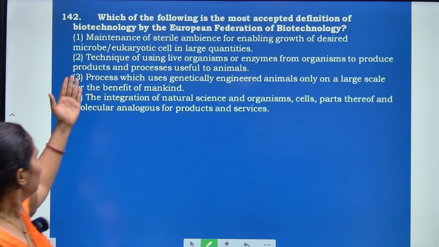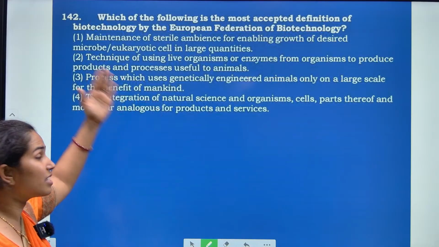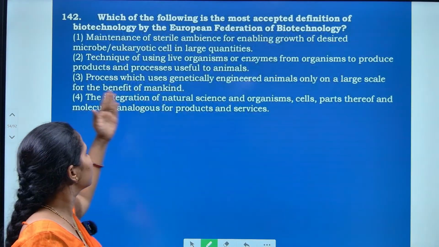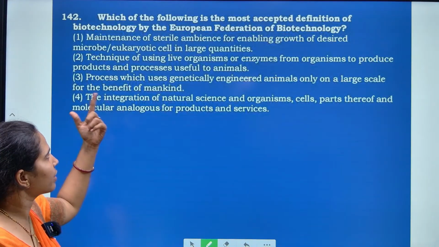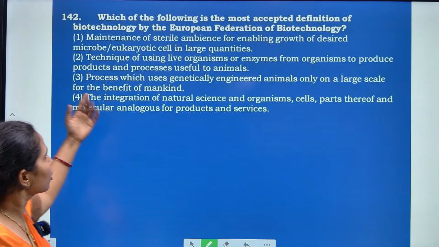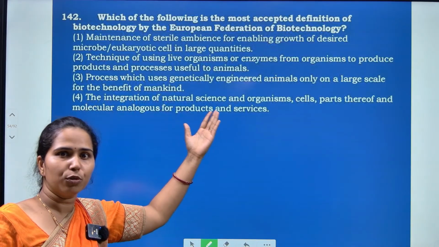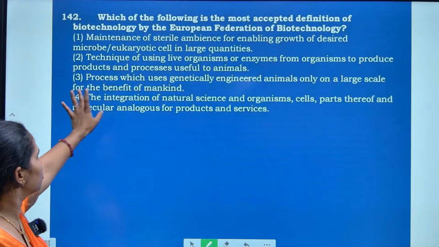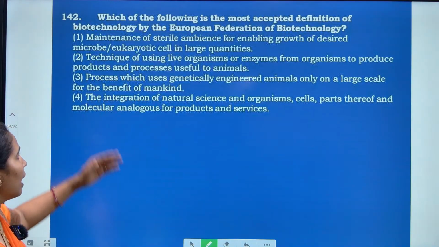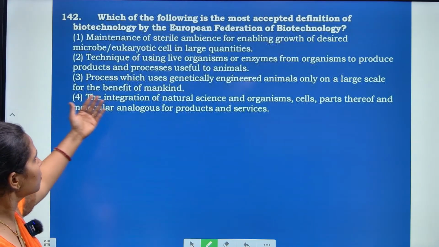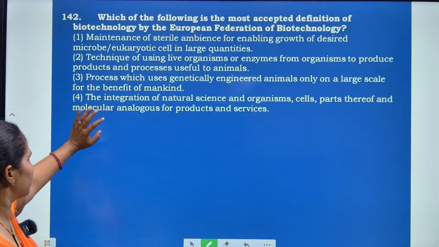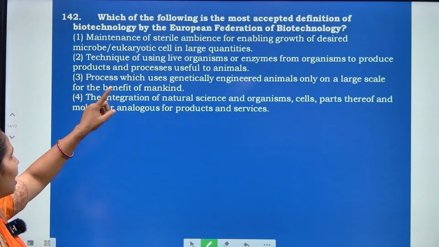So here, maintenance of sterile conditions, these are the conditions for performing biotechnological experiments. Maintenance of the sterile or hygienic condition, then the technique of using live organisms, we are going to use the live organisms or the enzymes from an organism to produce the product essential and useful for animals. Process which uses genetically engineered animals only on large scale for the benefit here. But they have asked the definition here.